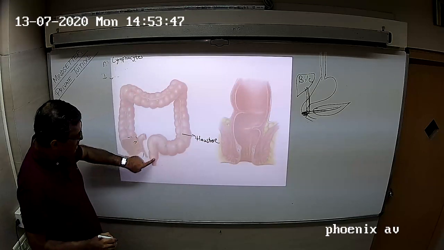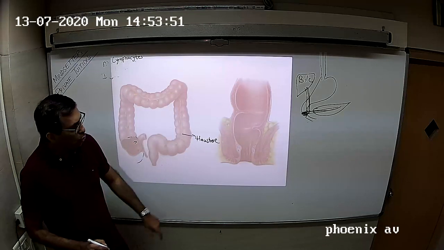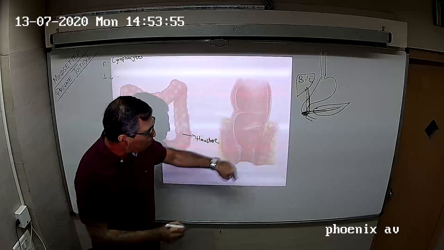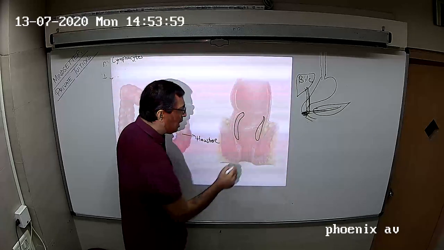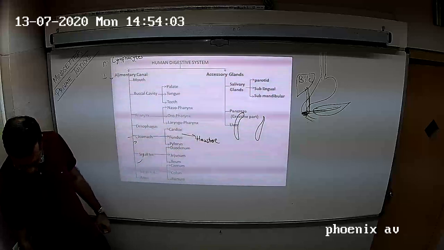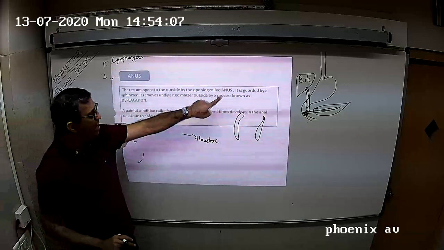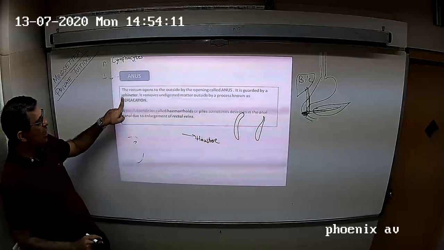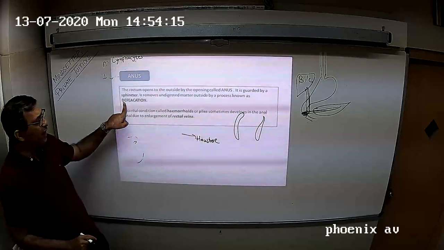And rectum has in it lot of blood vessels. So, ye hai rectum aur ye hai anus aur yahan bahut sare blood vessels hote hain. And anus is the last part, and anus is where the rectum opens to the outside. It is guarded by a sphincter which is called as the anal sphincter.